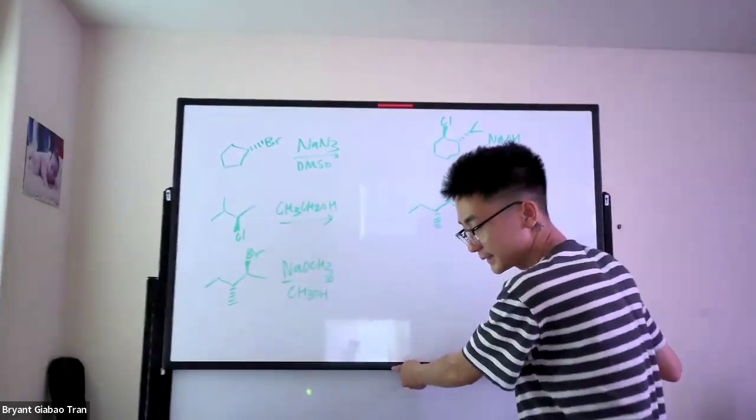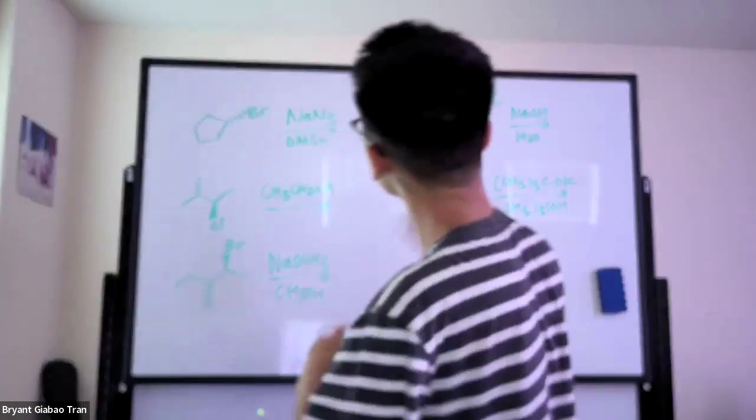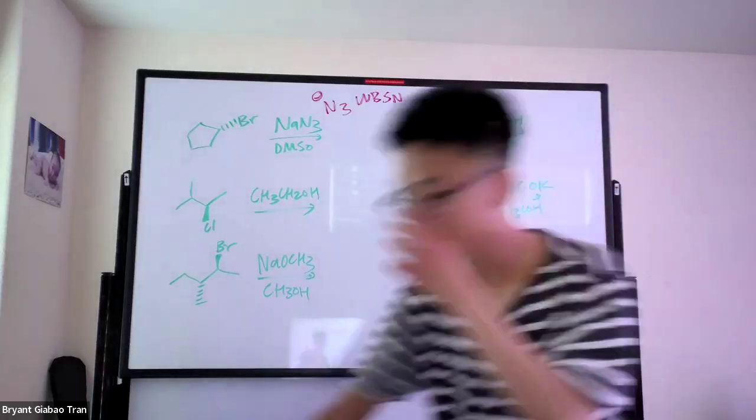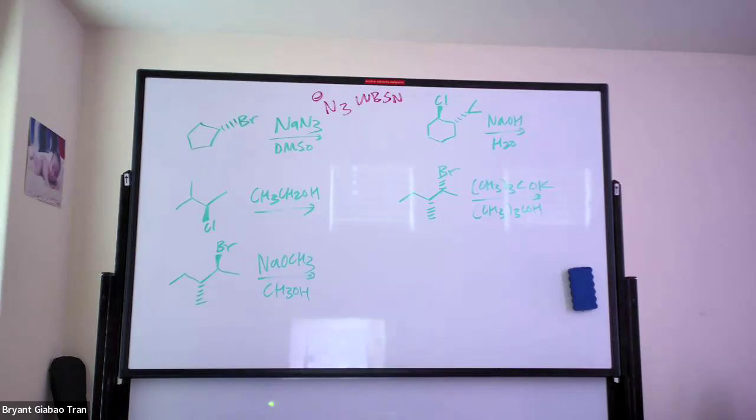The first one has a strong base, right? The first one, NaN3. The thing is N3 minus is a weak base, strong nucleophile. Oh, okay. Right. An N minus is a strong base, but there's no R here. It's just N3 minus. N3 minus is a weak base, strong nucleophile. I always get mixed up with base and nucleophile. Wait, so how can you tell which one's which again?